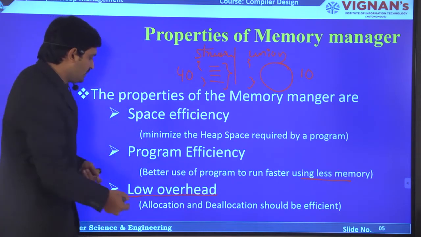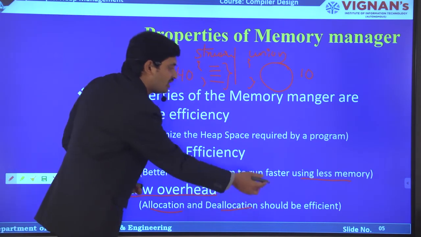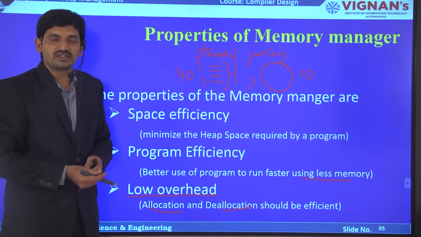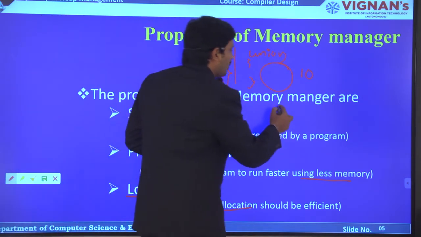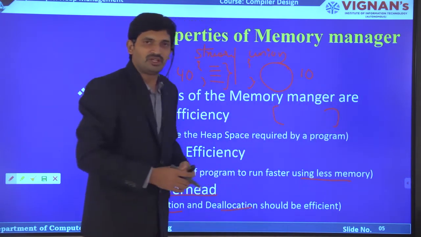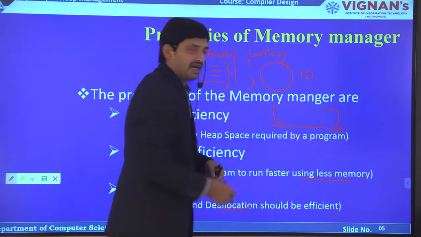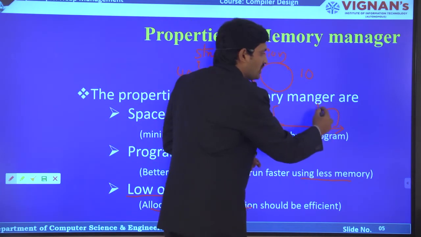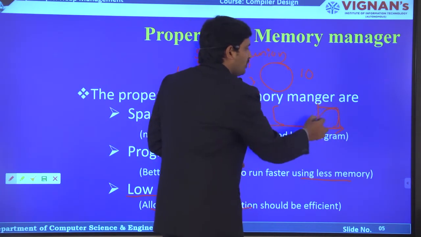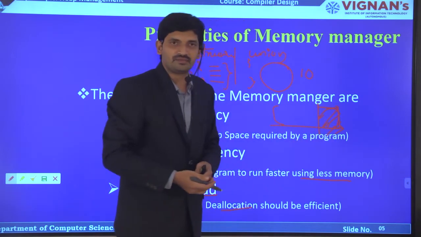What is the meaning of low overhead? Allocation and deallocation should be efficient. That means if I need a contiguous block of memory, it has to be allocated contiguously, and after the execution, if any portion is not used, we are going to deallocate it.